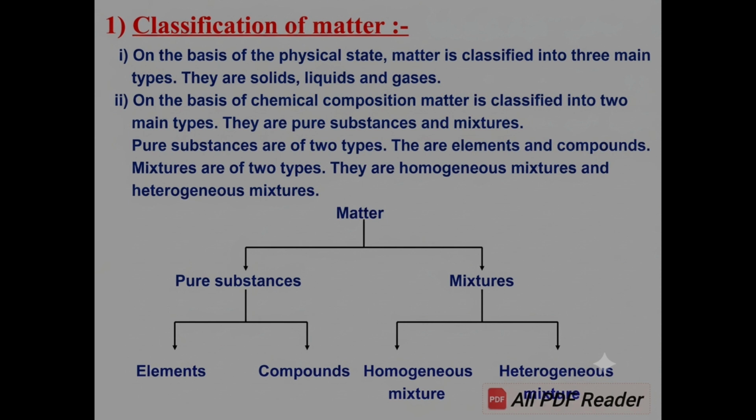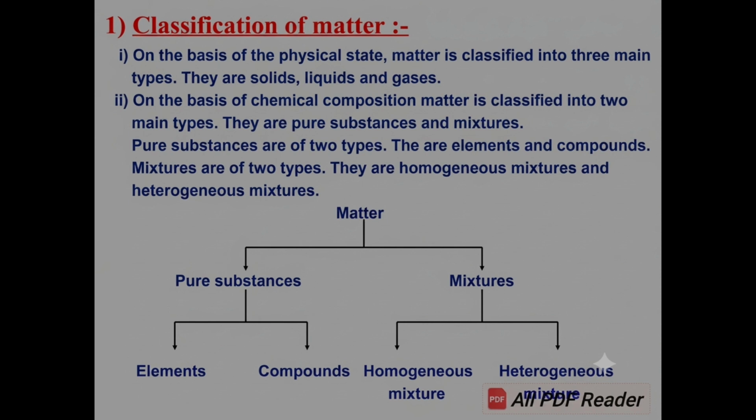On the basis of chemical composition, matter is classified into two main types: pure substances and mixtures. Pure substances are of two types: elements and compounds. And mixtures are also of two types: heterogeneous mixture and homogeneous mixture. Now we are going to see all these topics one by one clearly.